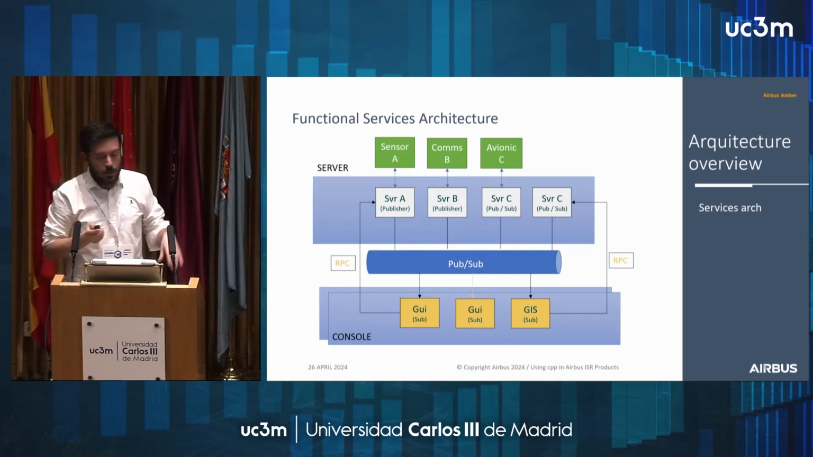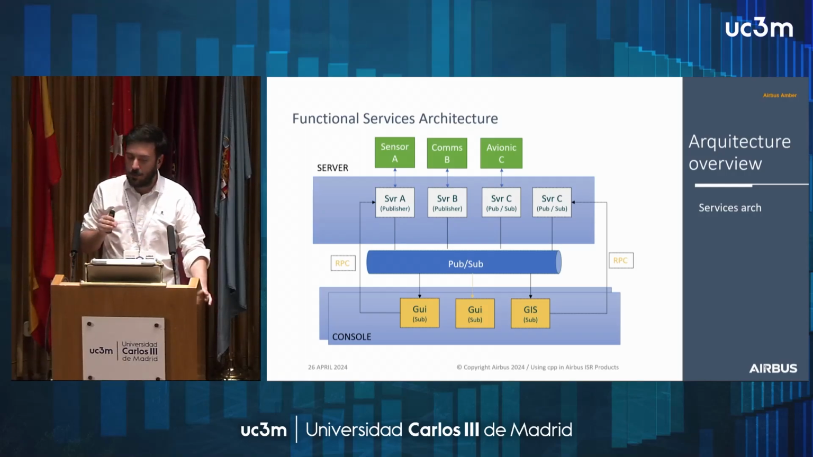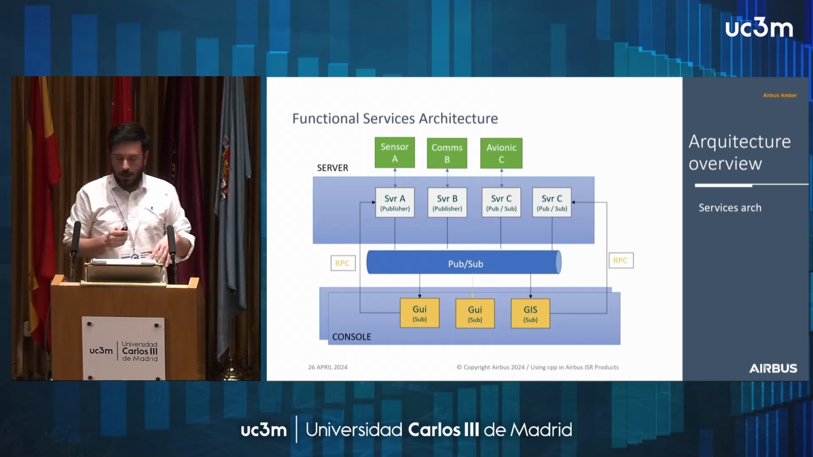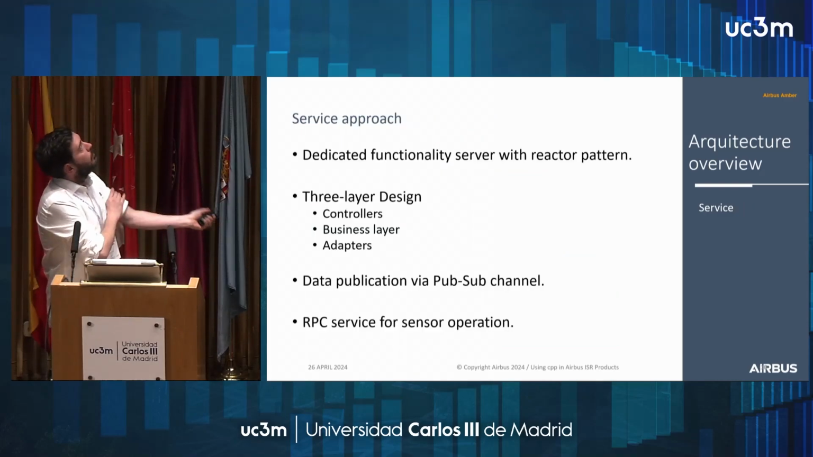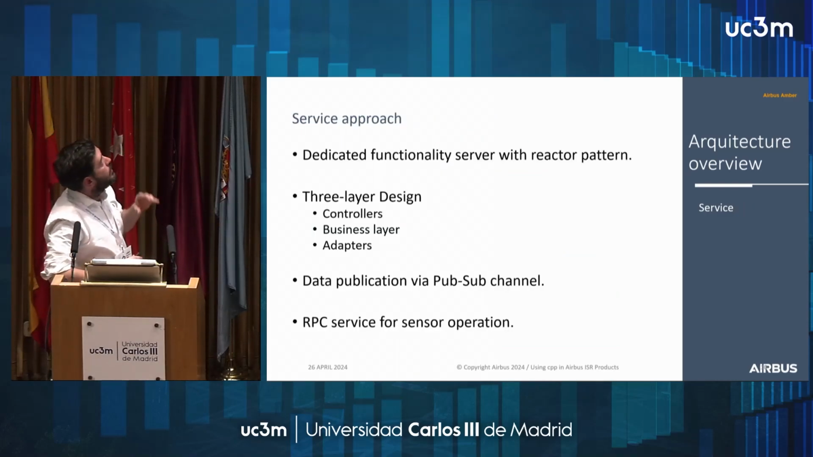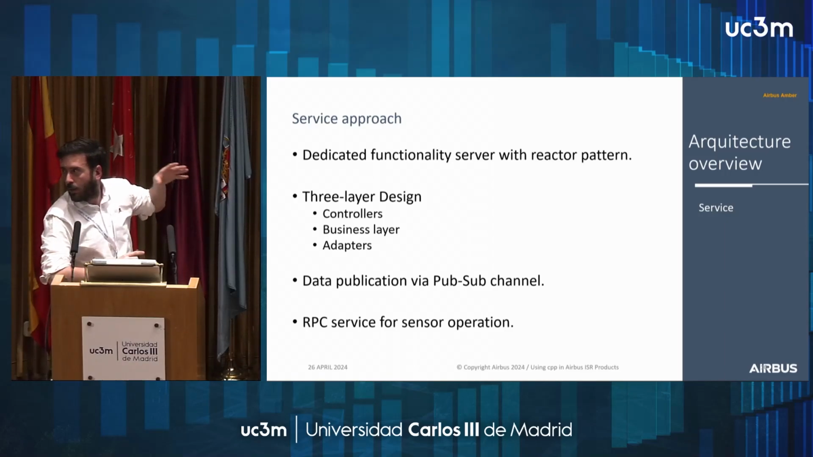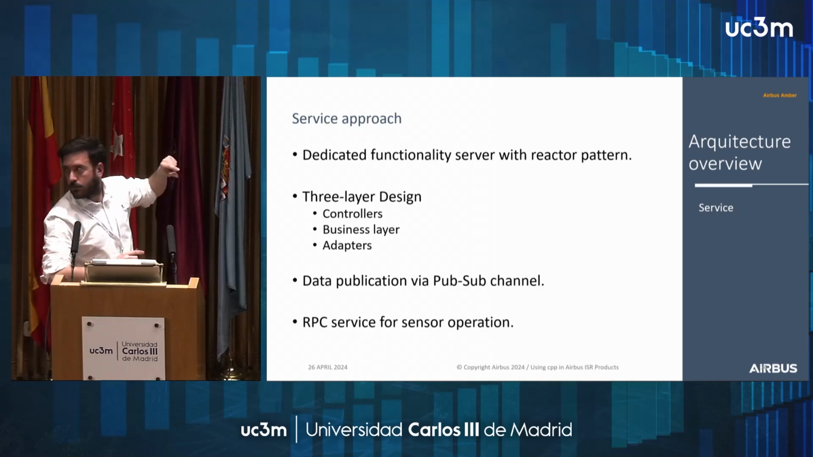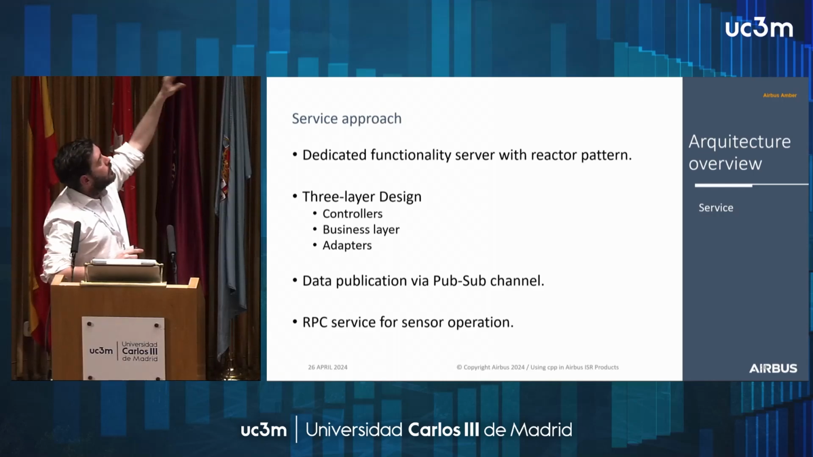Okay. Seeing this global architecture, we have identified similar behavioral patterns across all the services. For example, the architecture of the service is the following. We have a dedicated functionality server with the reactor pattern. Remember that we have a lot of asynchronous events in our system. We have a 3-layer design. First, controllers, second, business layer or logic, and third, adapters.